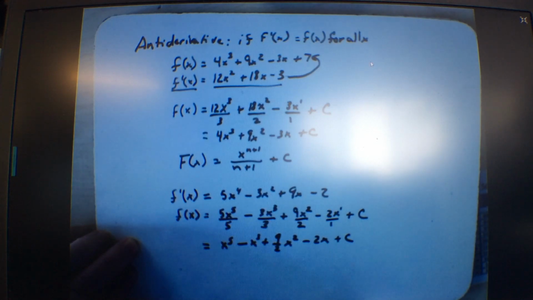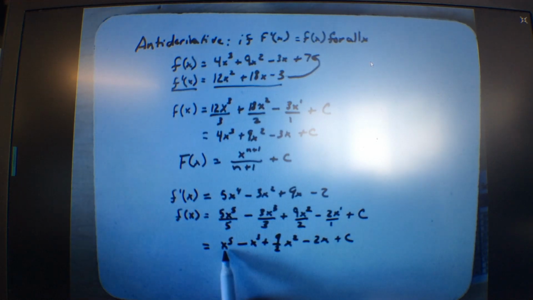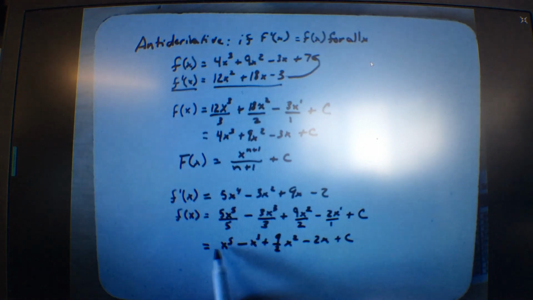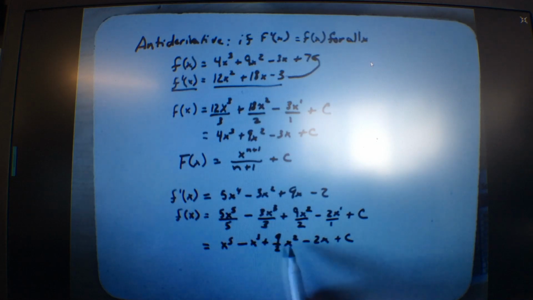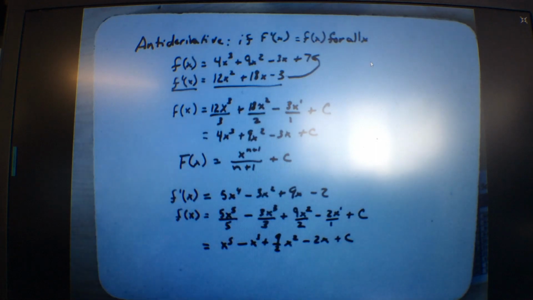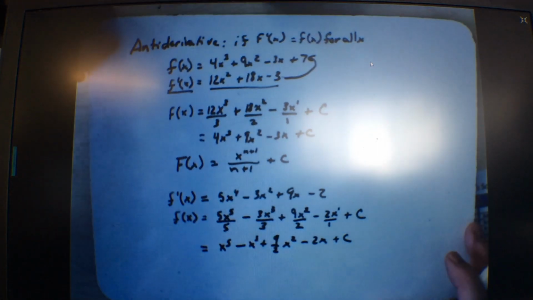Now you want to know what the interesting part is? Can you check your answer? Yes. Just take the derivative of that. The derivative of this would be x to the 4th, 5x to the 4th, right? This one would be 3x squared. This would be 2 times 9/2 is 9x minus 2. Kind of cool, isn't it? All right? Okay, any questions on that? All right, so let's go through a few more problems that are a little bit more complicated than those.